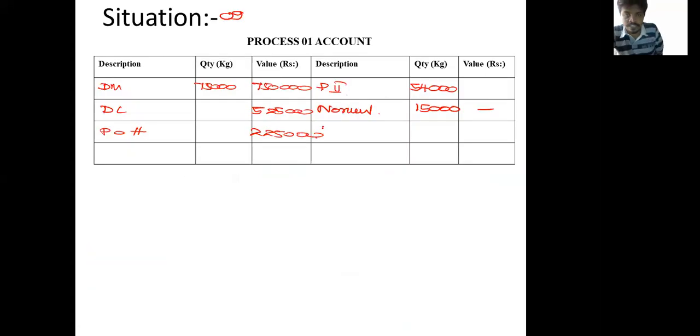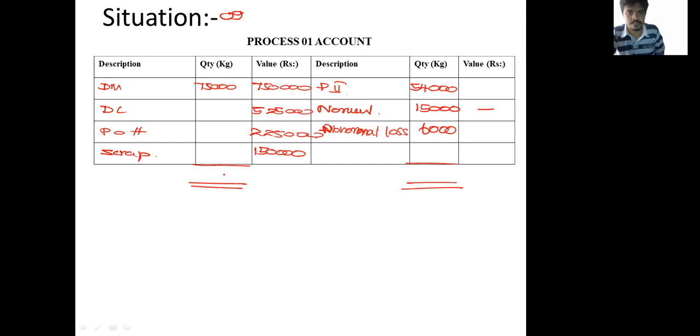Now, there is an abnormal loss. Okay, then what we need to do here is, to remove this 15,000 normal loss, the previously estimated wastage, we have to incur additional cost of 10 rupees per kilogram. So as we did in the previous case, we can transfer that to the scrap cost account, 150,000, 10 into 15,000. Now let's see whether our quantity columns are equal or not.